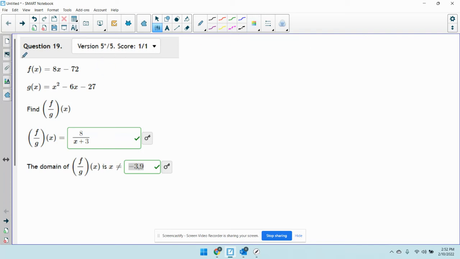All right, so we have f of x is 8x minus 72, and g of x is x squared minus 6x minus 27. So if I want to find the quotient of f divided by g, I'm just going to take this function and divide by this guy. So that's going to give me, I'm just going to rewrite this, f divided by g of x is going to give me f over g.